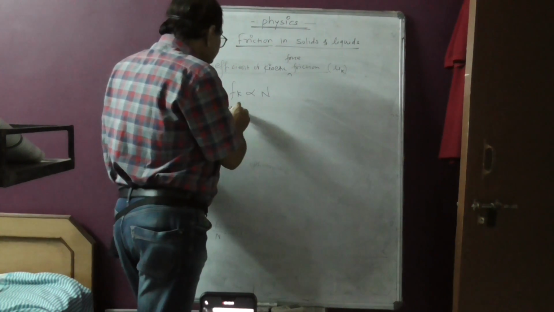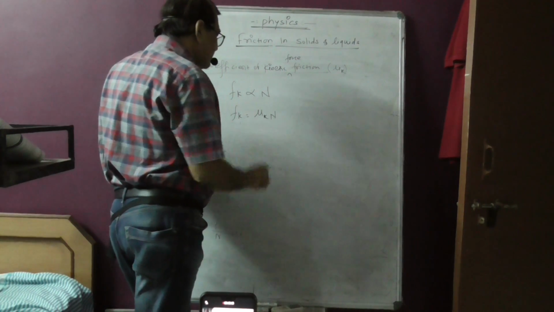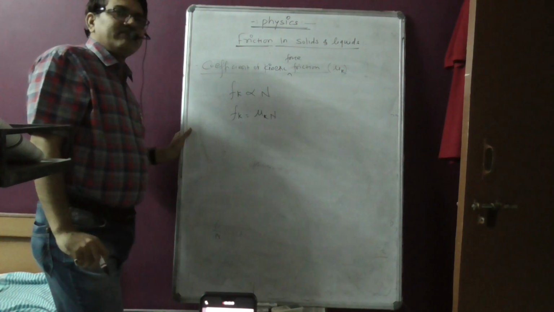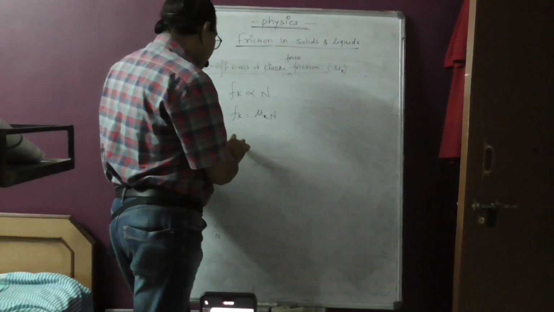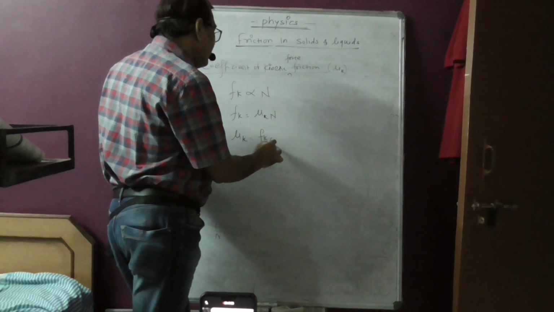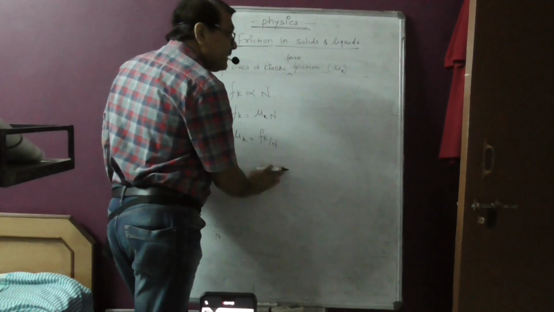So, here also we can say Fk is equal to mu k into n. That mu k is called the coefficient of kinetic friction. Therefore, mu k is equal to Fk upon n.